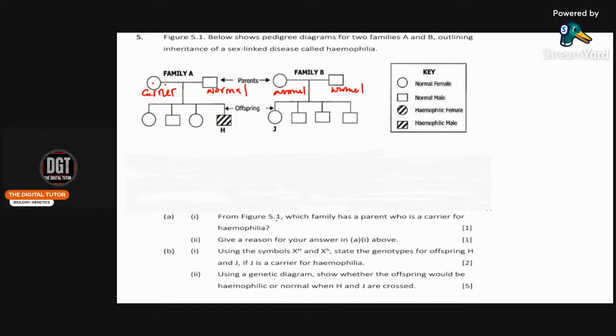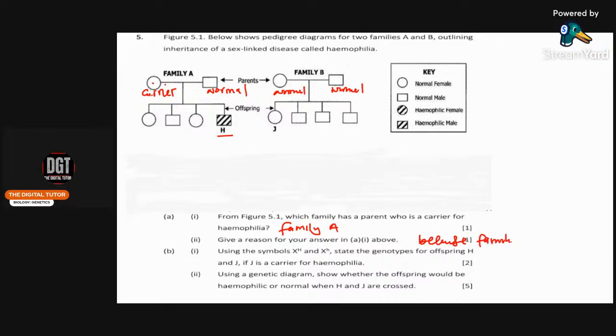So now the question from here is A1. From Figure 5.1, which family has a parent who is a carrier for hemophilia? So here you can see it is family A. Give a reason for your answer: because in family A, there was a child who is hemophilic.